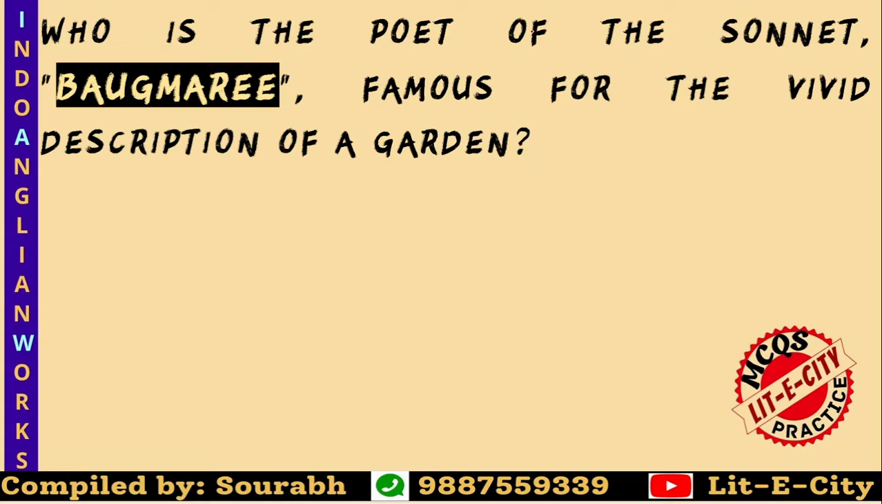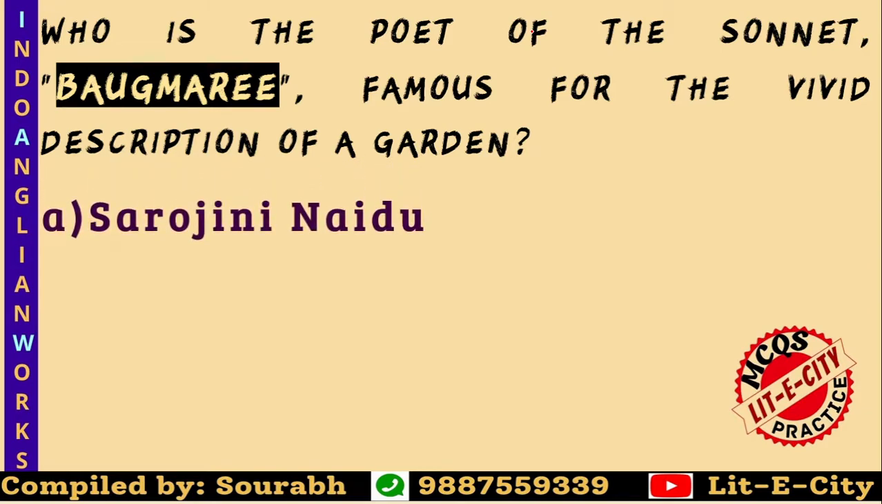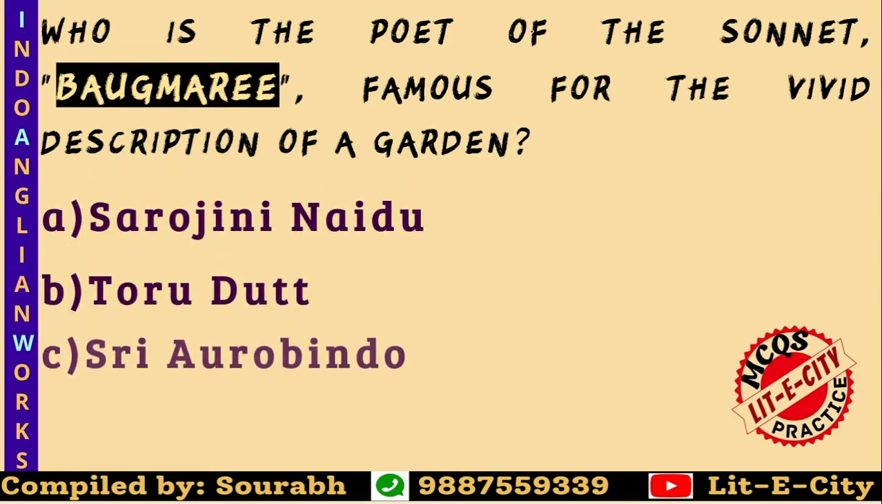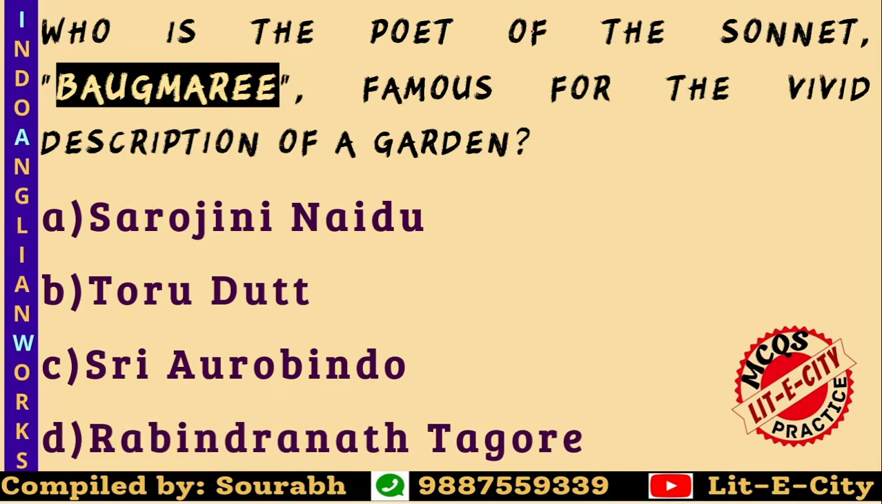Who is the poet of the sonnet Baugmaree, famous for the vivid description of a garden? Now, Sarojini Naidu, Toru Dutt, Sri Aurobindo, and Rabindranath Tagore, all these four are basically known for their love of nature and its beautiful evocative description in their poetry. But this particular poem, Baugmaree, is written by Toru Dutt. Yes, dear friends, she wrote about her ancestral home and the garden associated with it in this particular poem.